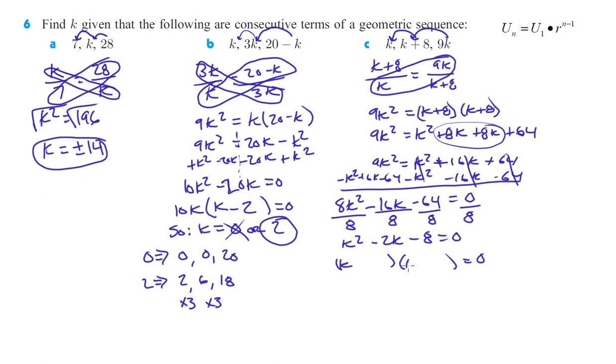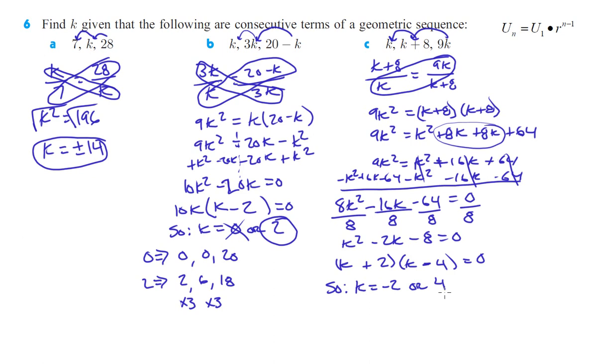K times k is going to give us our k squared. The factors of 8 that have a difference of 2 are 2 and 4. Right? And then I have to put the signs in here so that the 2 and the 4 add up to negative 2. So it'd have to be positive 2 and negative 4, which gives us negative 2, and positive 2 times negative 4 gives us negative 8. So k can either equal negative 2 or positive 4.